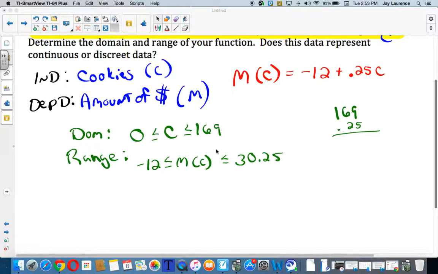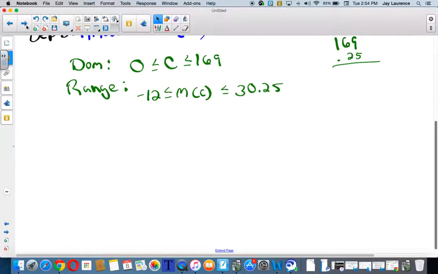Okay, now we need to know, is this continuous or is this discrete? Well, you could figure out 0 cookies, he's made negative $12, right? If he sells, let's see, 12 cookies, he's going to be at negative $9, etc. Can the points in between the data make sense? In other words, what if he sells 2.5 cookies? Well, in this case, it doesn't make sense because he's selling them for 25 cents a piece. All right, so there's that problem. Okay, moving right along. So that means it's discrete data. Sorry, I didn't say that.